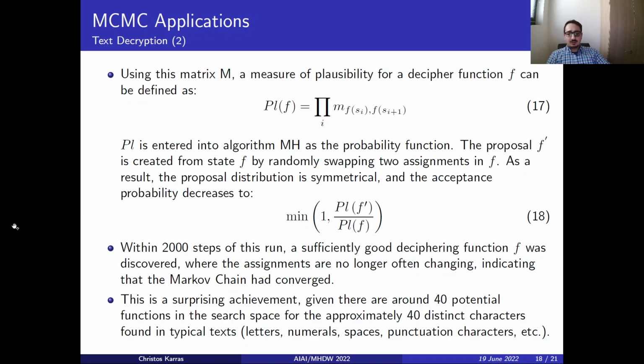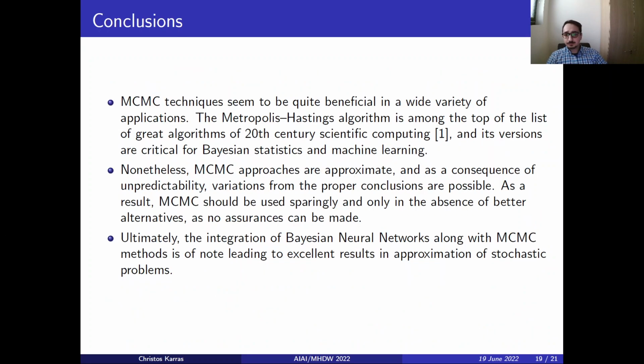This is a surprising achievement, given that there are 40 factorial potential functions in the search space for the approximately 40 distinct characters in typical texts, which are letters, numerals, spaces, punctuation characters, and so on.